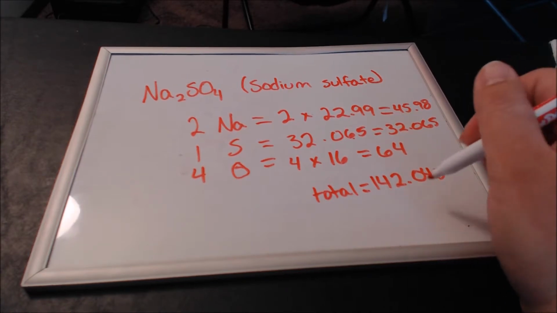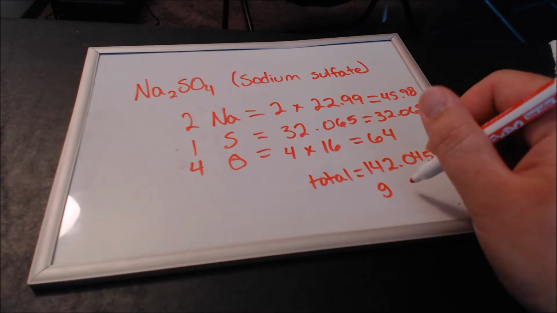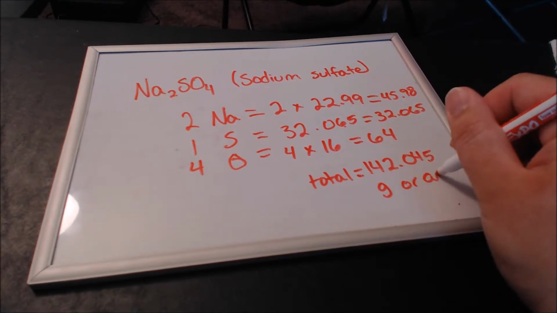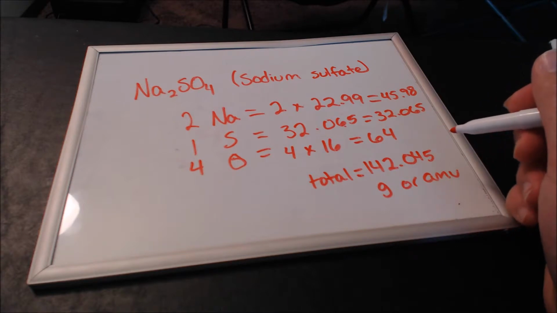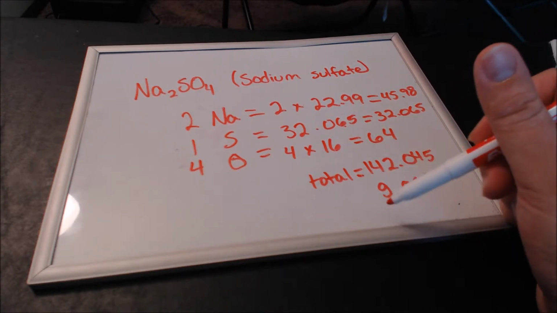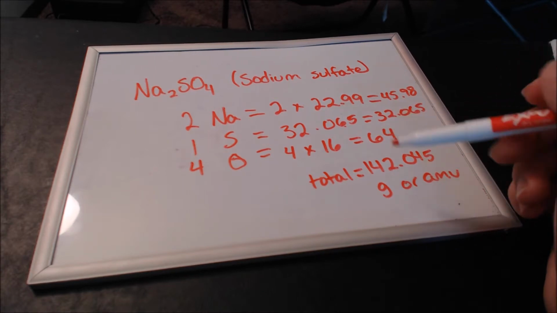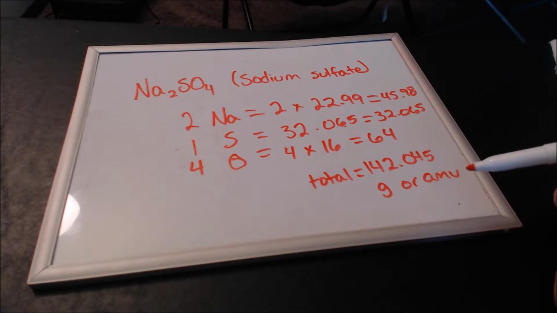142.045. And sometimes you'll see this as grams or AMU. It really depends on the type of calculation you're doing. I would stick with this for now. Later on, we'll put it in grams per mole when we do a certain calculation. Probably AMU is your best bet for now, though.